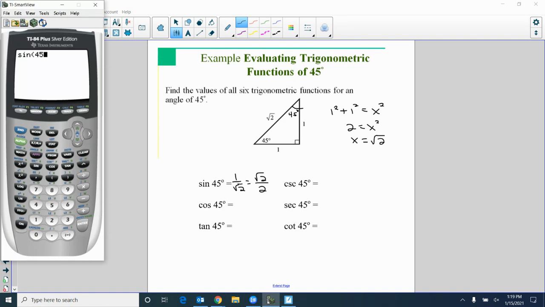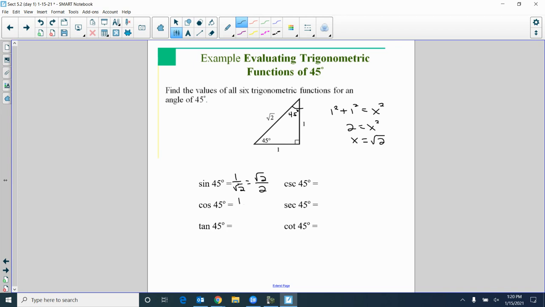When you hit sine of 45 degrees, now if you don't get that, make sure you're in degrees for this. When I get 0.707, understand that is the same as the square root of 2 divided by 2. Okay, they are equivalent. So whenever you see the sine of 45, you can replace it with radical 2 over 2. Cosine of 45, we get the same thing: 1 over radical 2 because it's adjacent over hypotenuse. Simplifies to the square root of 2 over 2.